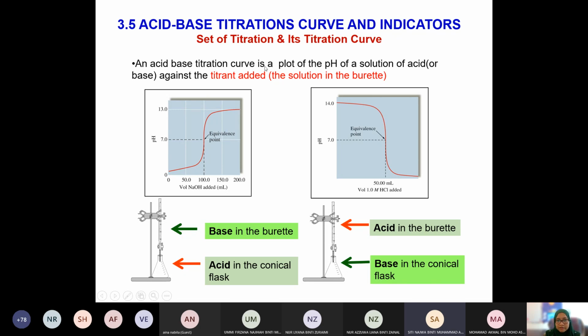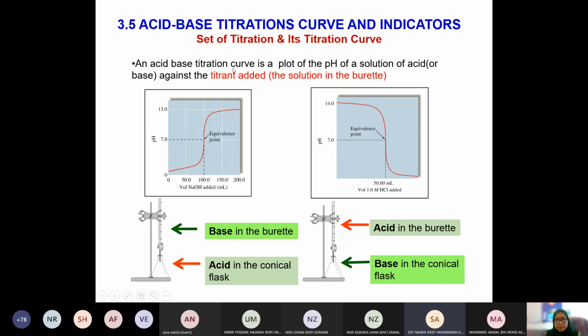An acid-base titration curve is a plot of the pH of solution of acid or base against the titrant added. Titrant is the one that is being placed in the burette. I think this is different from what you have in your lecture note. So please replace those with this one. Make sure everybody takes note on this. Please replace the one that you have in your lecture note with this: titrant added, the solution in the burette. When we talk about titrant, that means it is a solution in the burette.